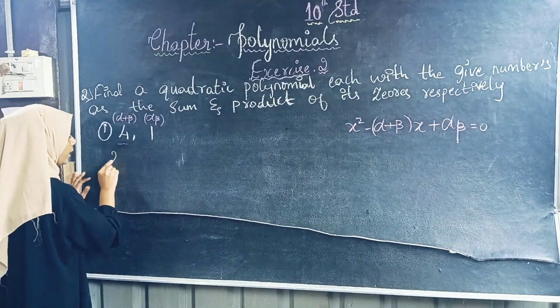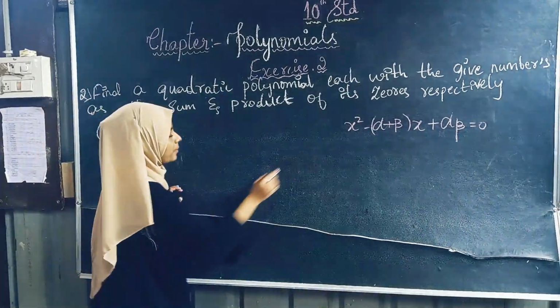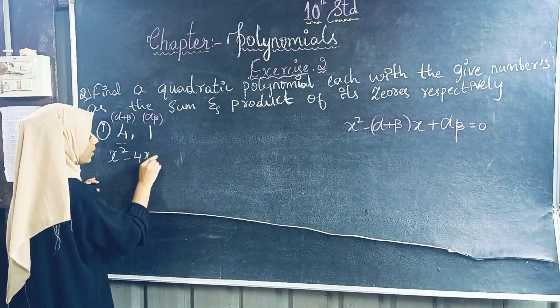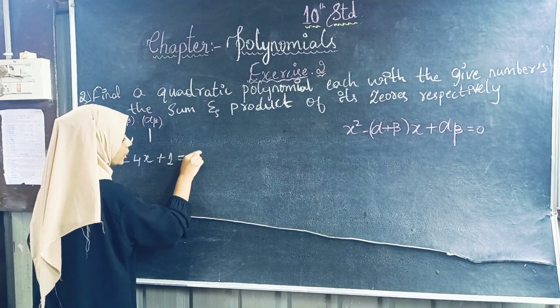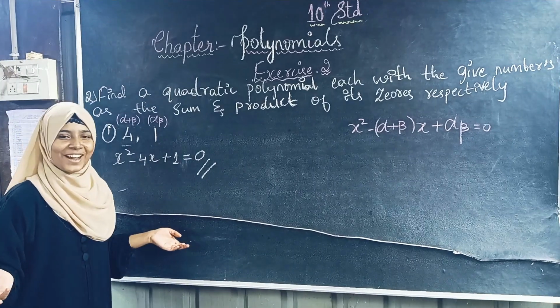Now x square as it is, we have to write the x square as it is, minus alpha plus beta. This is alpha plus beta, 4 as it is, x plus alpha beta, which is 1, is equal to 0. This is the equation. It is very simple to find the equation.